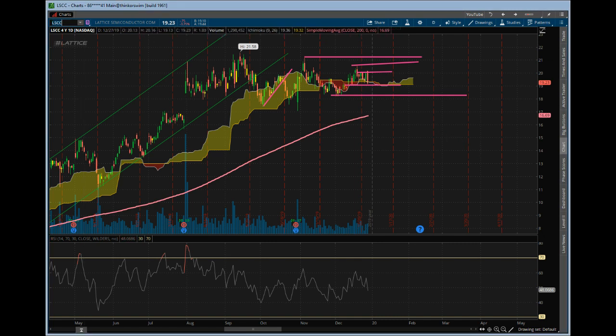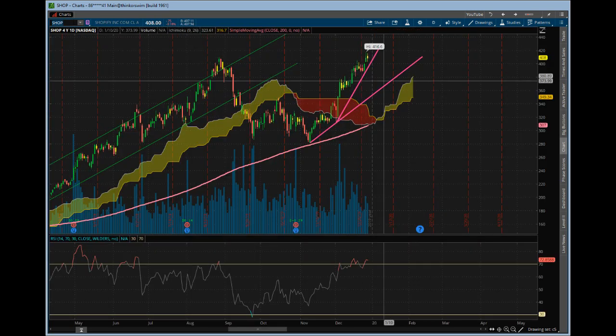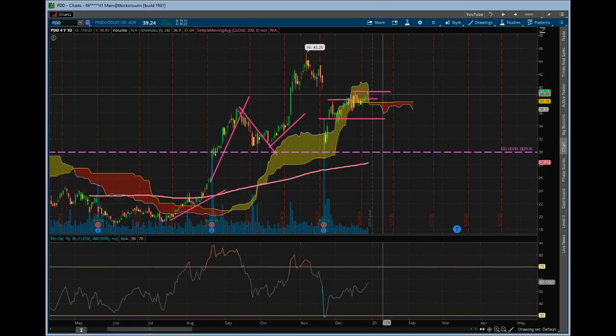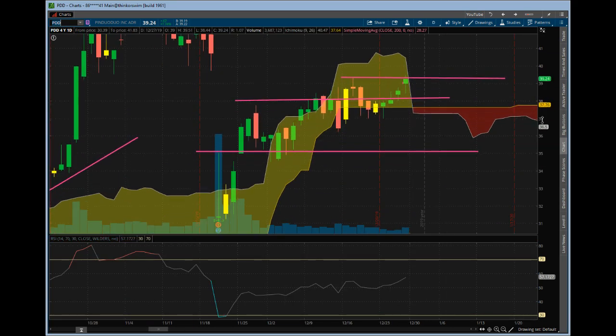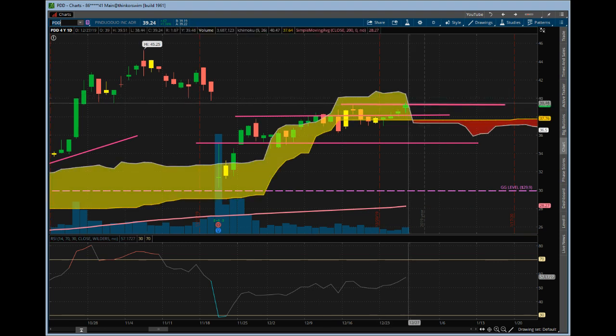Shop. Again, inside day and continues to hold its trend, so still looking bullish here. PDD has been on a lot of radars recently. It's right at this resistance level. I like the increased volume. The high was 39.33, so it closed below that. But it would be interesting if it pushed above that out of the cloud. It could get a little pop.